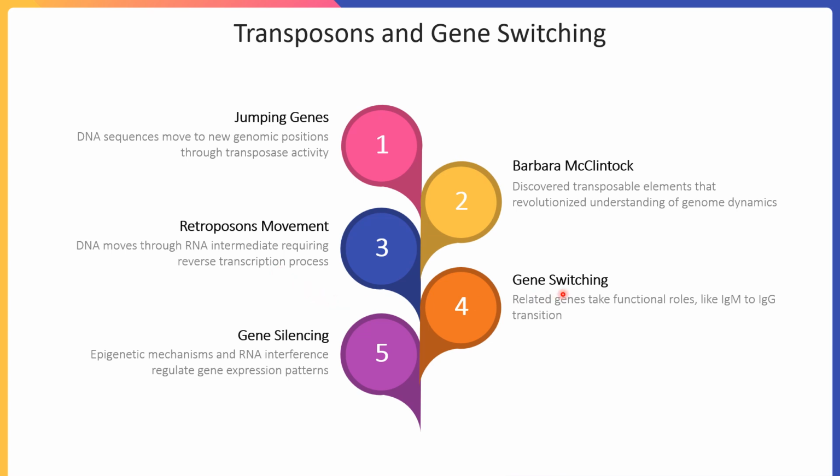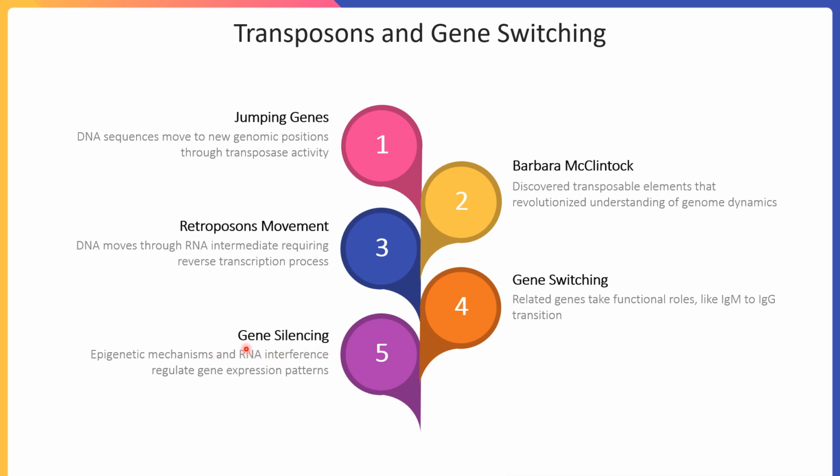So the other two things are gene switching and gene silencing. That is, when a particular product is needed, that gene will be switched on, and when that particular product is not needed, that gene will be switched off. That is gene switching. And this off position is also known as gene silencing.